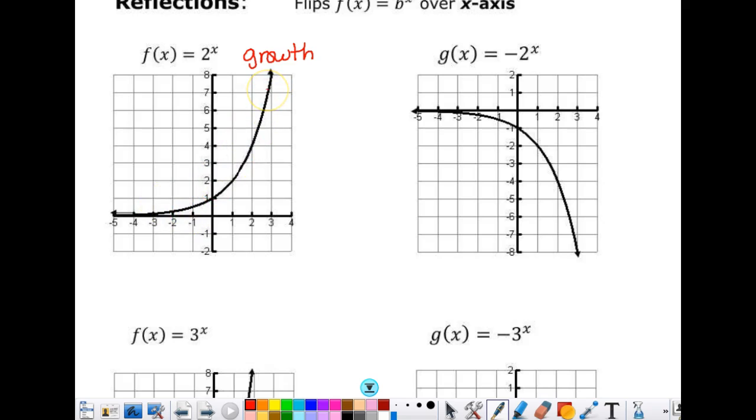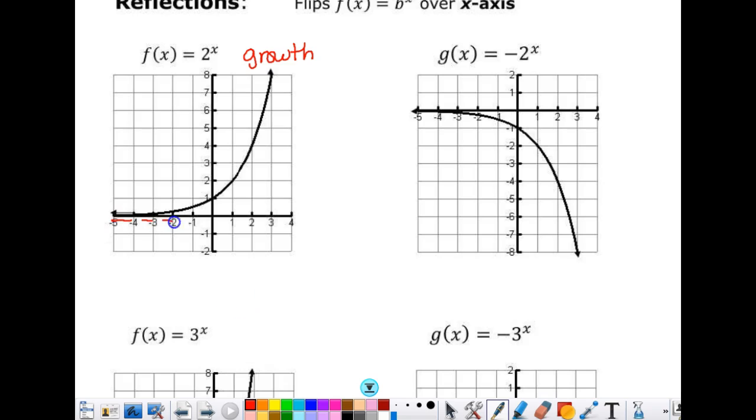It's increasing, okay? So if we were to find our b on this, we wouldn't put it as 1 over b. When do you use 1 over b? For decay.